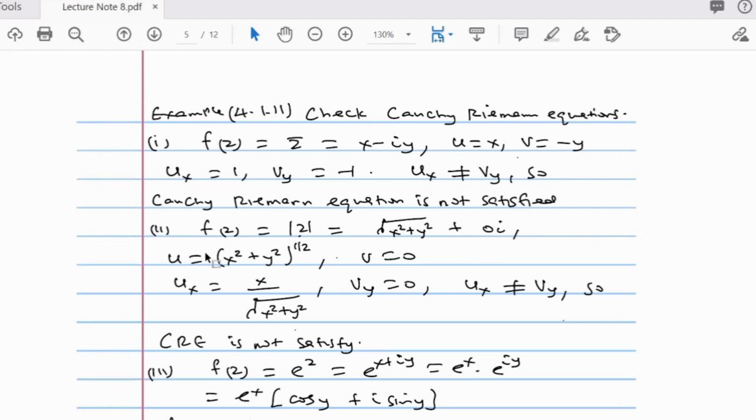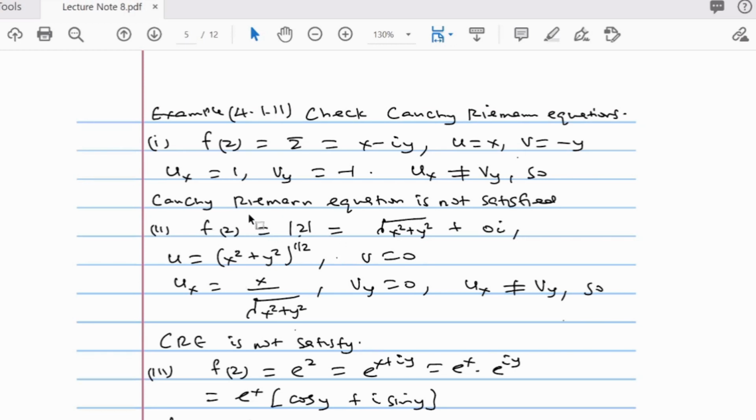Okay, let's take another example. Let's define our f of z as the modulus of z. Modulus of z, by definition, is the square root of x squared plus y squared, plus 0i, which has no effect on the equation. So in this case, my u is x squared plus y squared to the power half, and my v is 0.